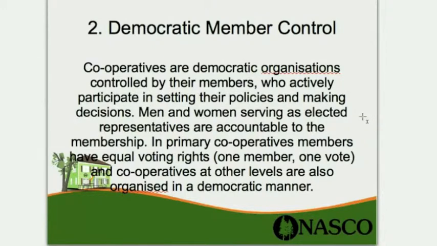The second principle is democratic member control. Co-ops are democratic organizations. The members of the co-op get to make the decisions about what the co-op does and how the co-op functions.